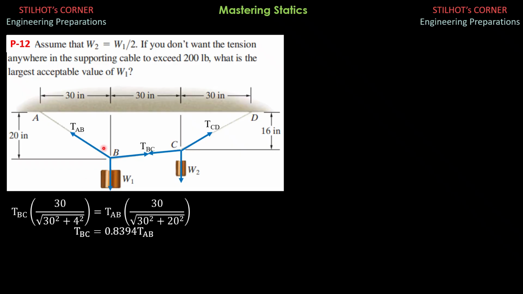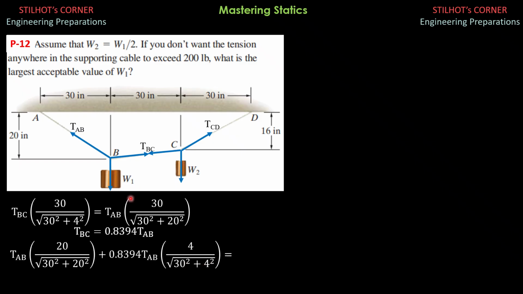So let's proceed. Summation of vertical forces equals 0. So tension AB times 20 over square root of 30 squared plus 20 squared plus 0.8394 tension AB, which is tension BC, times 4 over square root of 30 squared plus 4 squared equals W1. So we can now solve tension AB in terms of W1, and it is 1.502 W1. Then tension BC is 0.8394 of 1.502 W1. So it is equal to 1.261 W1.